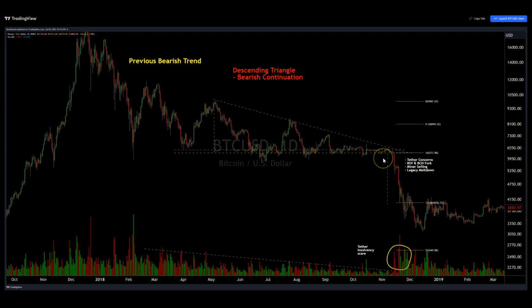And at that time, we had several things going on. We had a Tether insolvency scare, which Tether was insolvent at that time. So we had some volume shenanigans. We had just broad market concerns about Tether. We had the Bcash, BSV civil war fork. We had miners selling, and we had legacy melting down. TradFi was just apocalyptic at that time. So that collectively is probably not going to lead to bullish continuation anyway, right?